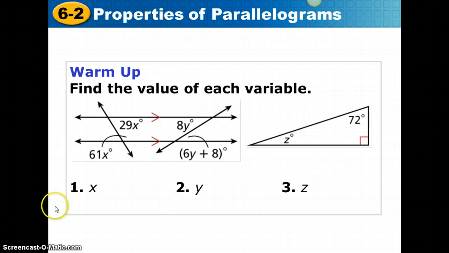Alright, here are the answers we should get. For x, since these angles 29x and 61x are same side interior angles, they're supplementary. If you add these two together and set them equal to 180, x is 2. These two are alternate interior angles, which are congruent. So if I set these two values equal to each other and solve, y is 4. And lastly over here, you might remember that the two acute angles of a right triangle are complementary, so if I take 72 away from 90, z is 18.